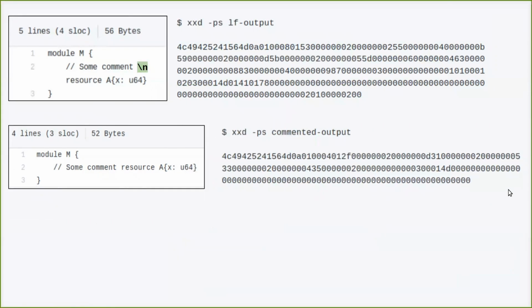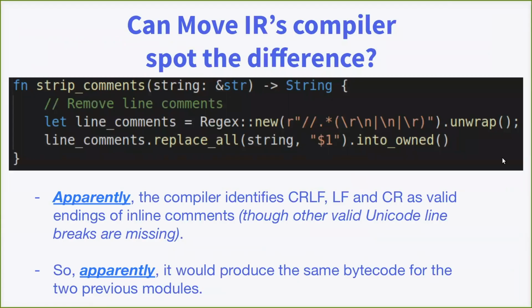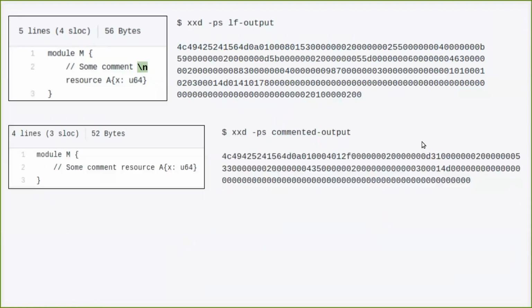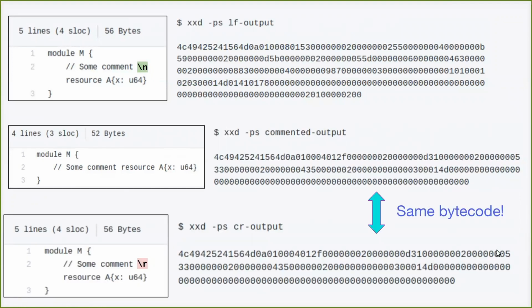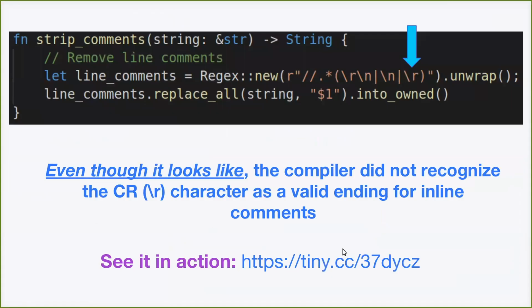That means that even as we saw in this function, even if the parser is attempting to detect this \r at the end of an inline comment, it is failing at that. We can validate that in this way. We have proved here that the bytecode is the same. That means that this \r is not being detected, and this module is just treated as if it didn't have a resource declaration.